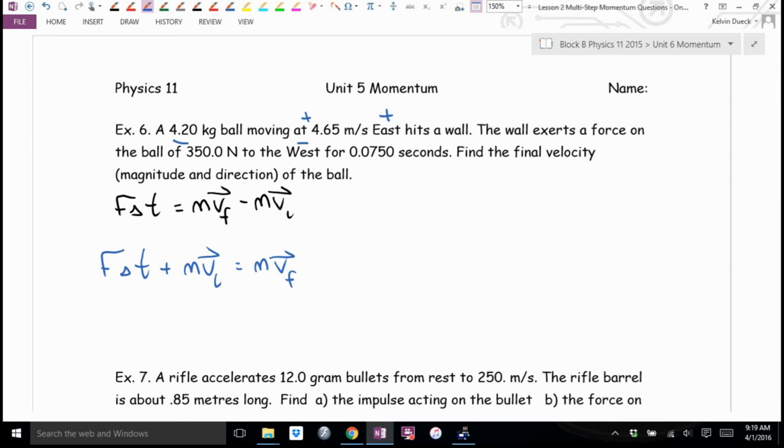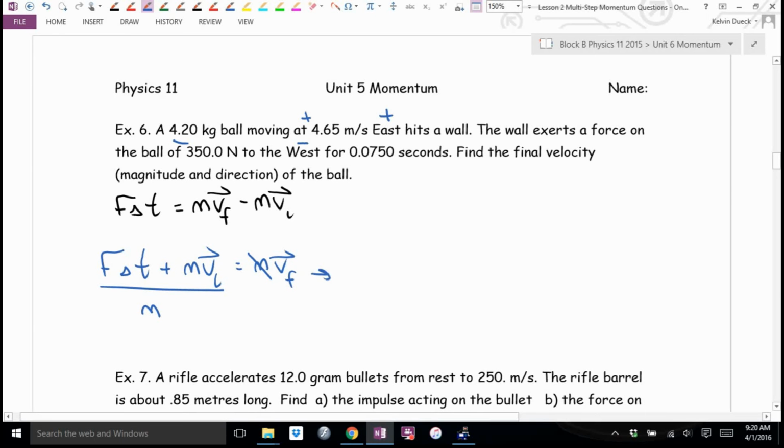By the way, what if I was trying to get the VI by itself? What's right in front of the MVI? We've done this dance before. I would plus it to that side and at the same time minus the FT to that side. Oh, that trick still works. Keep going. We want the VF by itself. Can I just go like that and save myself rewriting it? Yes, you can, as far as I'm concerned.